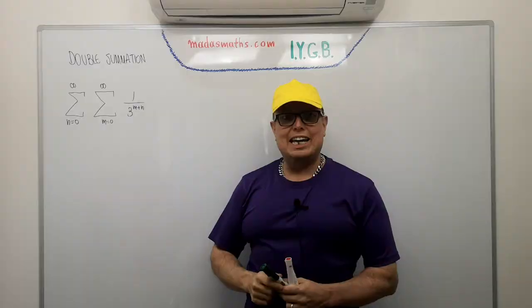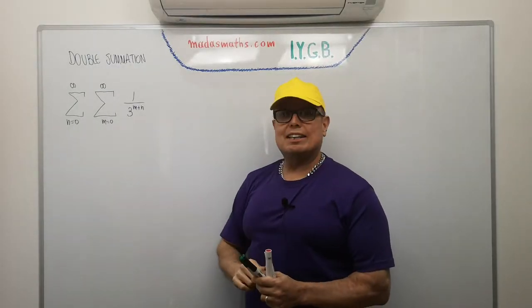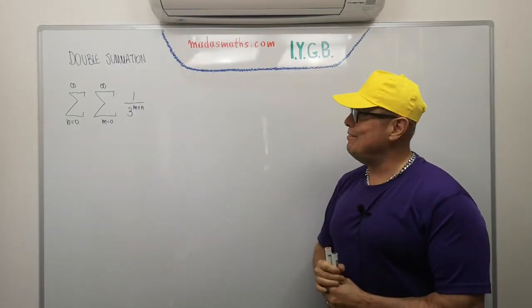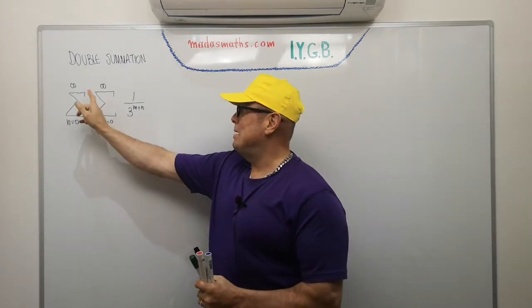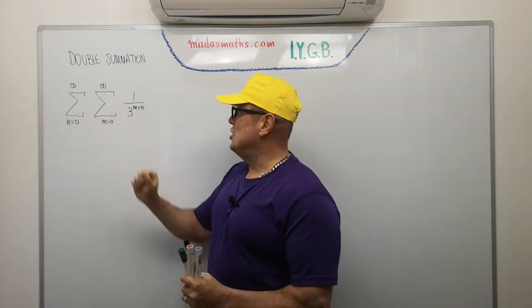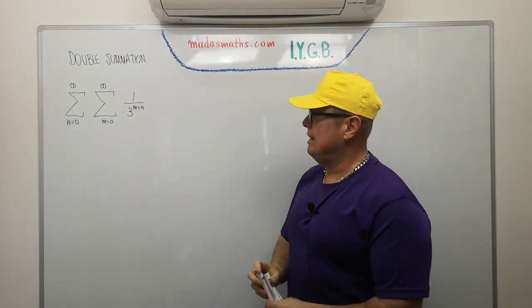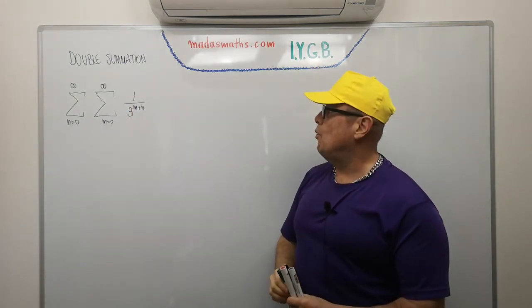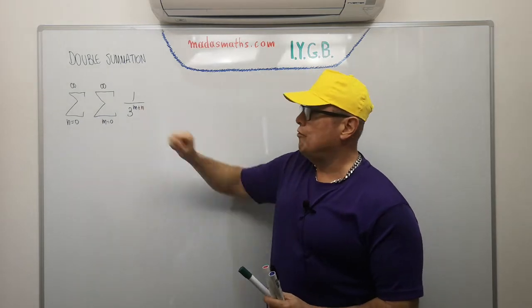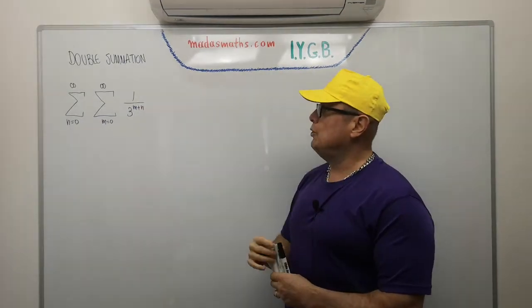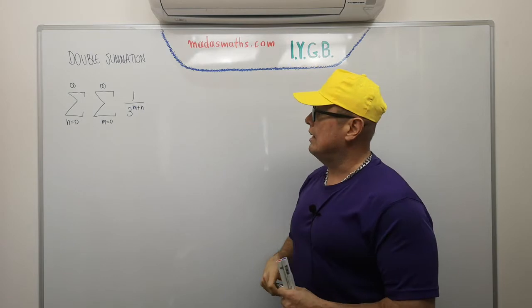Double summation for today. We're going to look at something which at first glance looks fairly scary: a double sigma notation, if you want, and the summand, or the bit inside the summation, is 1 over 3 to the power of m plus n. So first of all, how do we do something like that? Is it difficult is another question.